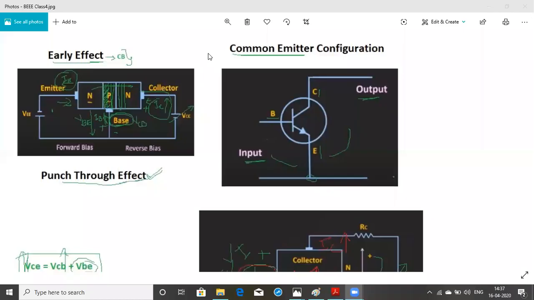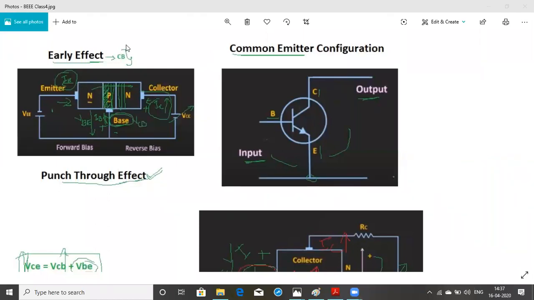In yesterday's session, we discussed the common emitter configuration. Before that, we discussed one effect called the early effect, also called the punch-through effect.